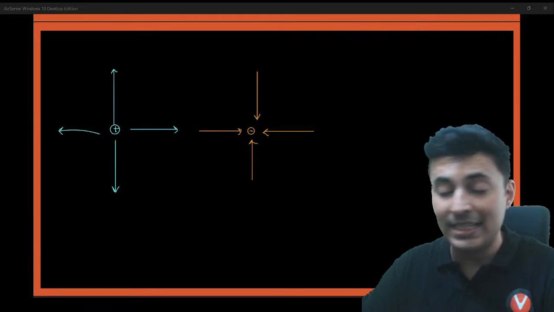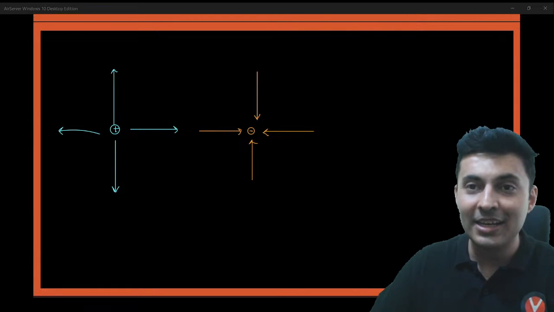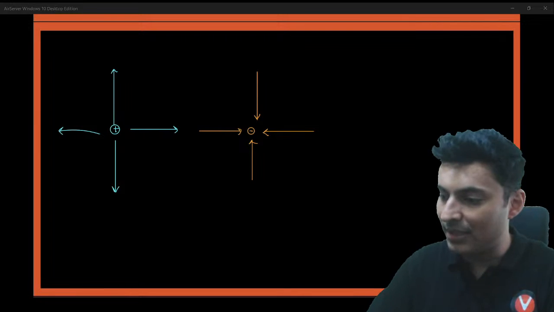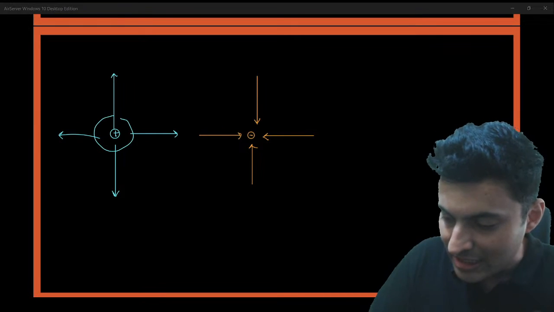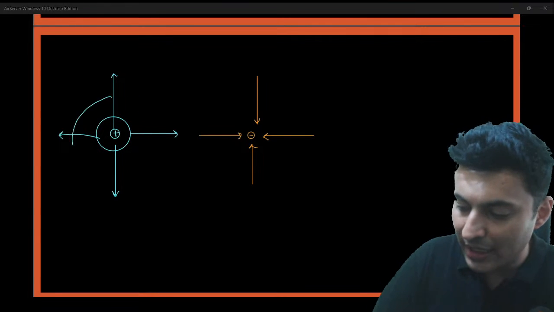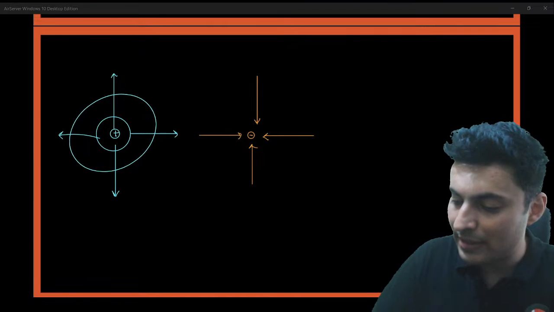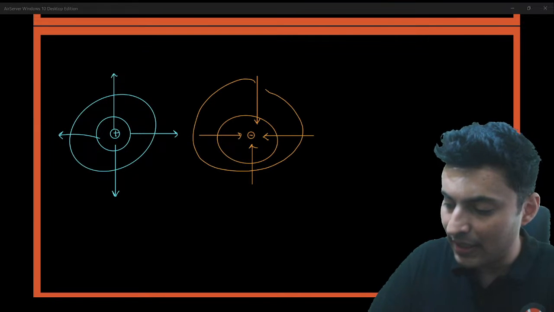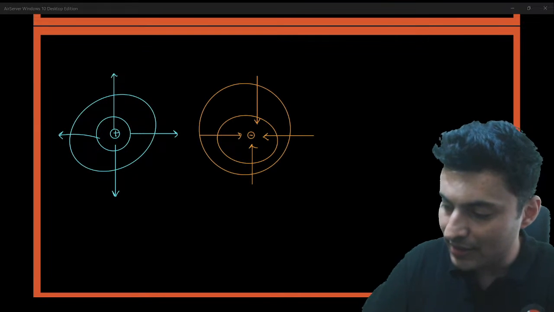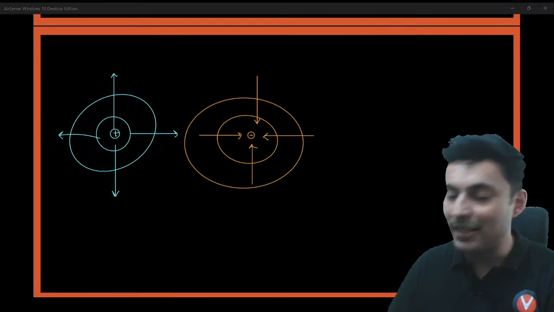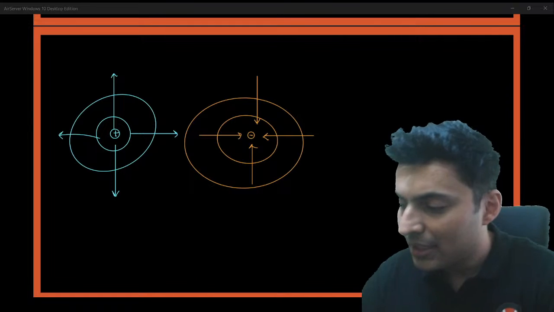How will the equipotential lines look like, my dear warriors? The equipotential lines look something like this. Circles, concentric circles, that's all. They just look like concentric circles. Same thing for a negative charge also. They just look like concentric circles. Perfect. But this is simple.